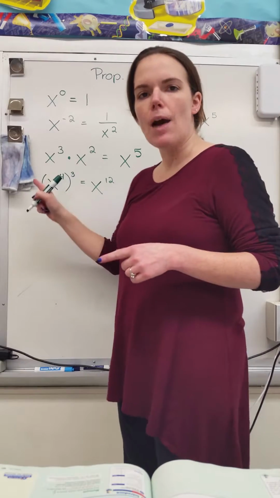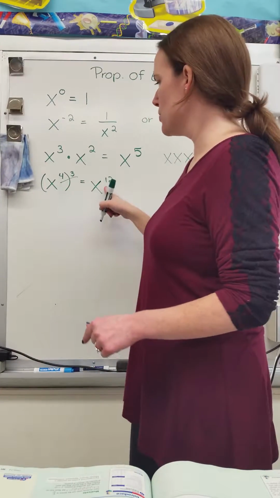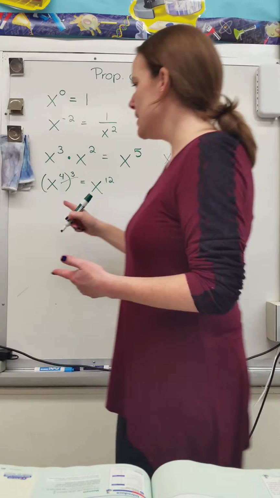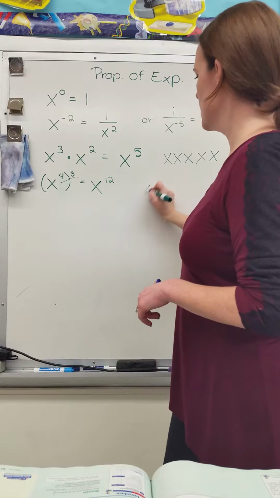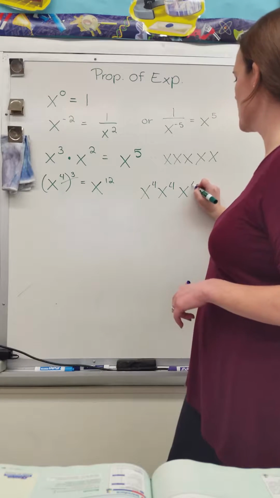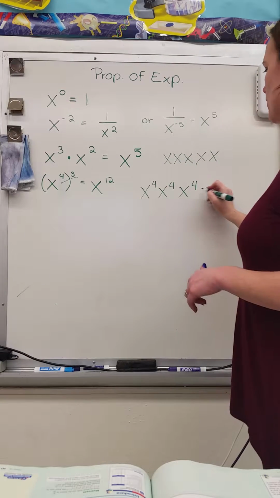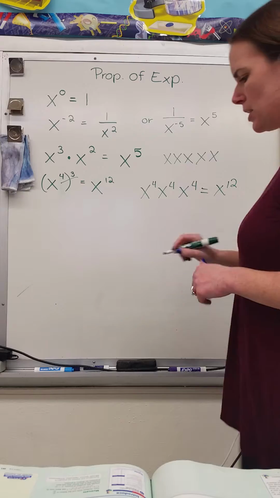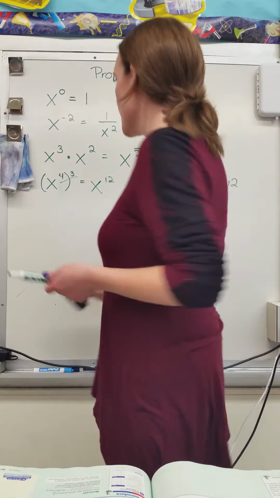Then there was the power to the power property, which says you basically multiply those 2 numbers. Again, this is saying x to the 4th 3 times. So you'd have x to the 4th times x to the 4th times x to the 4th, which runs into this same situation where now you've got x to the 12th. Which brings us to section 4.